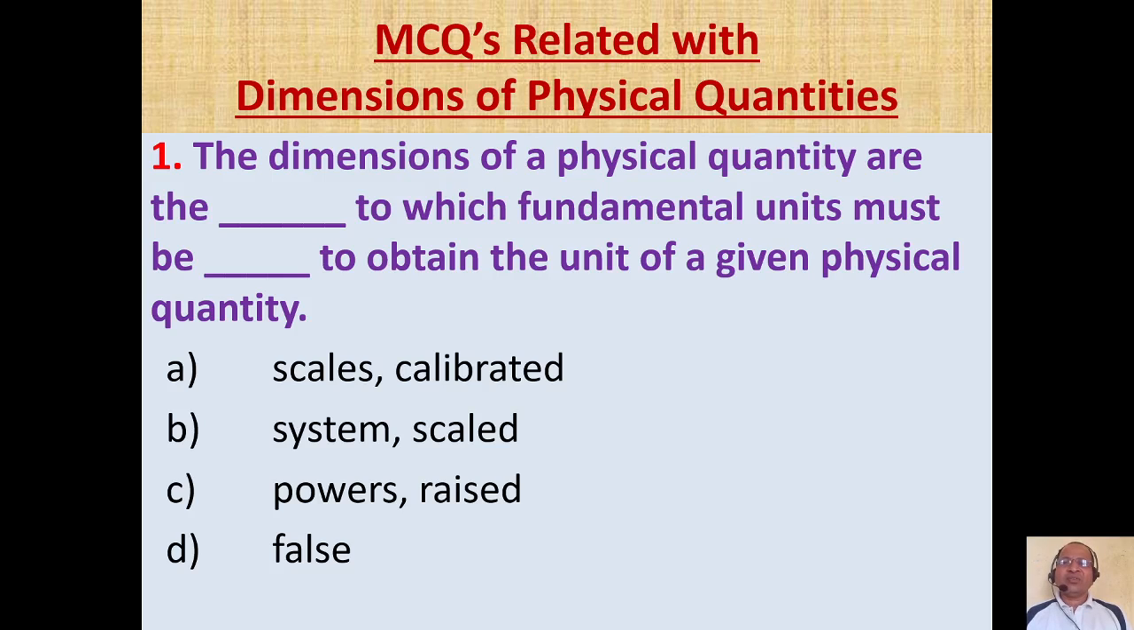The first MCQ: the dimensions of a physical quantity are the dash dash to which fundamental units must be dash dash to obtain the unit of a given physical quantity. This MCQ is obtained from the definition of dimensions of a physical quantity. So we can say the dimensions of a physical quantity are the powers to which the fundamental units must be raised to obtain the unit of a given quantity. So the correct option here is option C.